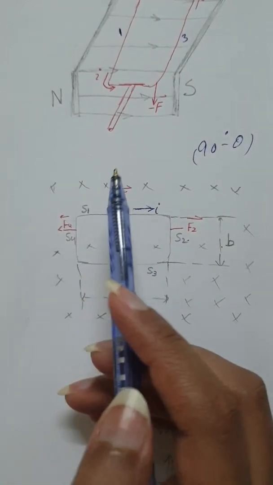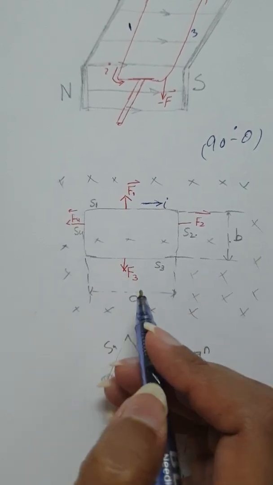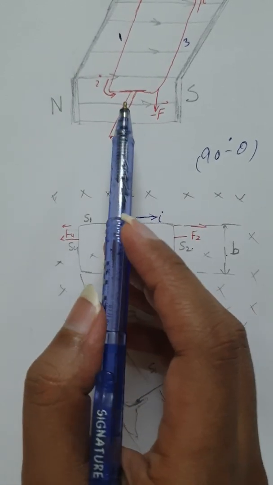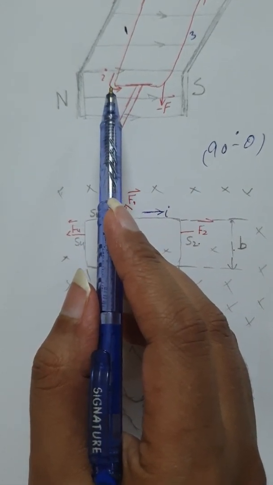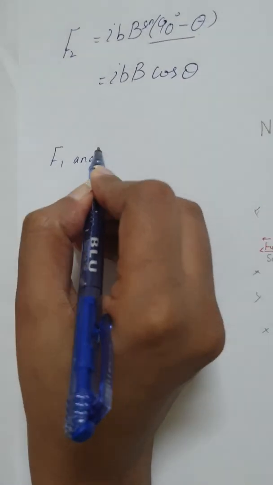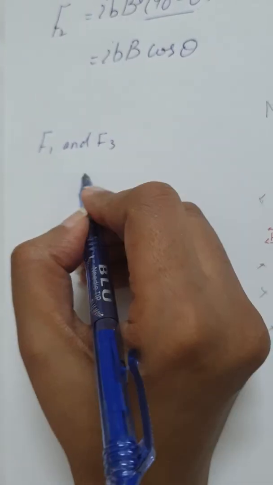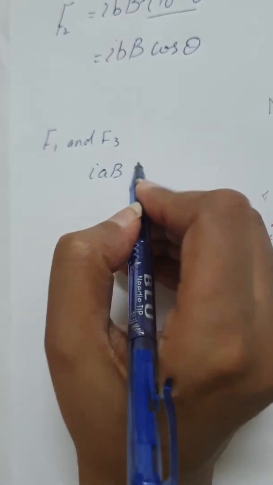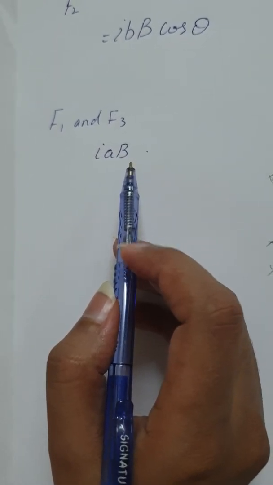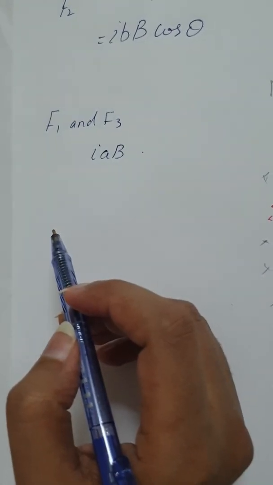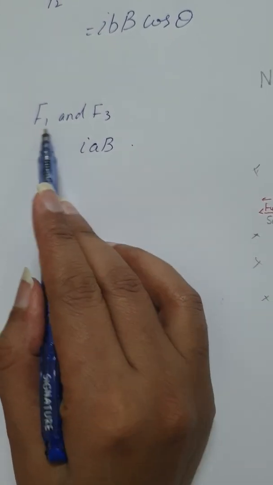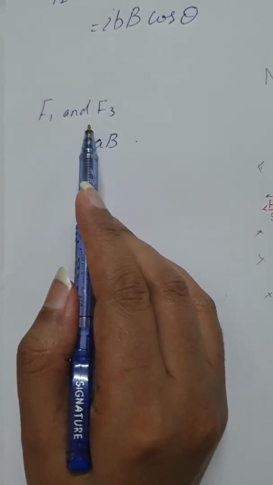But the situation for the sides S1 and S3 is different. For them, L is perpendicular to B. So the forces F1 and F3 have the magnitude IAB. These two forces have opposite directions as well, but they do not tend to move the loop up or down. And these two forces do not share the same line of action. If they do not share the same line of action, they are able to produce a net torque.